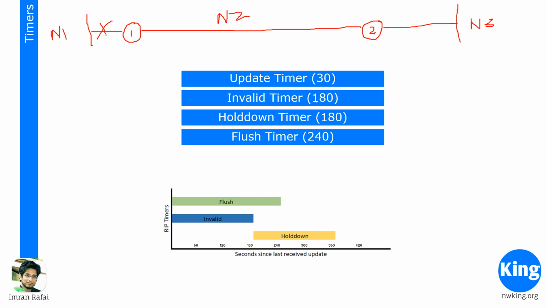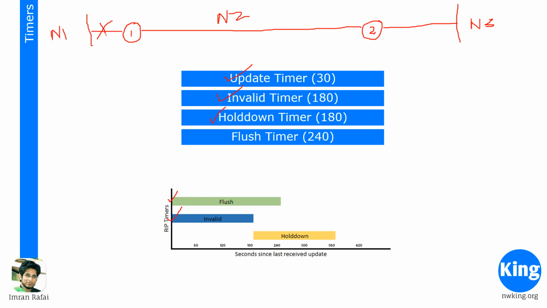So this is what the timers are. We have the update timer every 30 seconds, then we have the invalid timer which runs for 180 seconds. That is the timer it is going to wait until a new update comes for that router. If it doesn't come, it's going to put that network into a hold down state, and a hold down timer of 180 seconds starts. But with this invalid timer, another timer called the flush timer, you can see it here, invalid and flush start together.